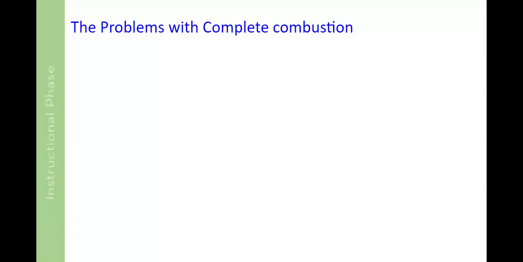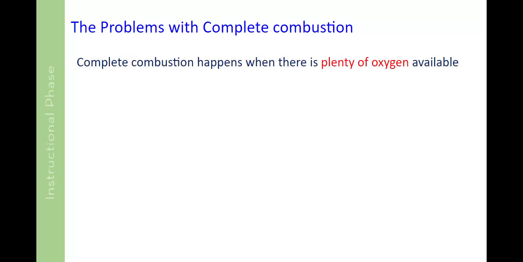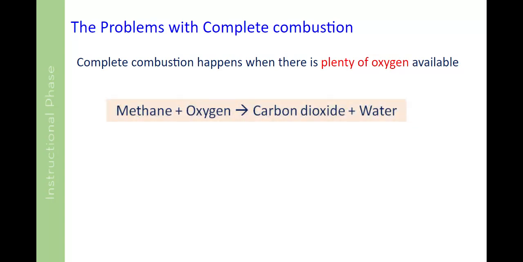So, what's the problems with these two types of combustion? Why shouldn't we be burning as many fossil fuels as we are? So, firstly, we know complete combustion is when there's plenty of oxygen available. We know that carbon dioxide and water are made. Well, what's the problem?